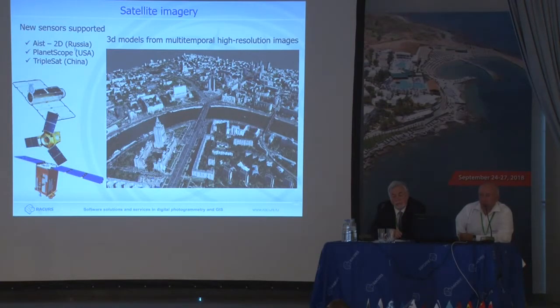For satellites, we now have new sensors. One of them is IST or STORC 2D, PlanetScope USA, TripleSat China. Plus, you now can build 3D models from multi-temporal high-resolution images from space. This is a 3D model built multi-temporally.